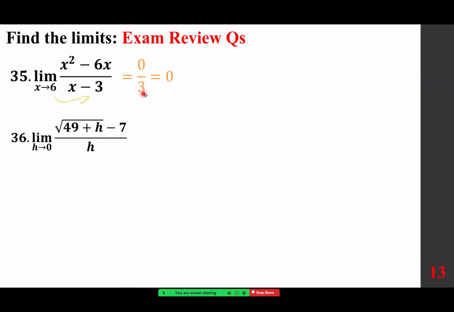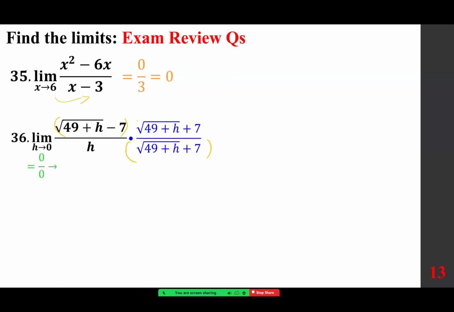However, if you look at this example, when you plug in, you get 0 over 0, which is indeterminate. Therefore, you're going to multiply and divide by the conjugate of the numerator. Now, what happens to the denominator? Nothing. You just keep it as the format that you see.